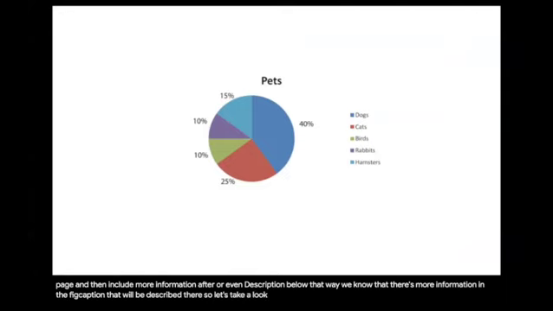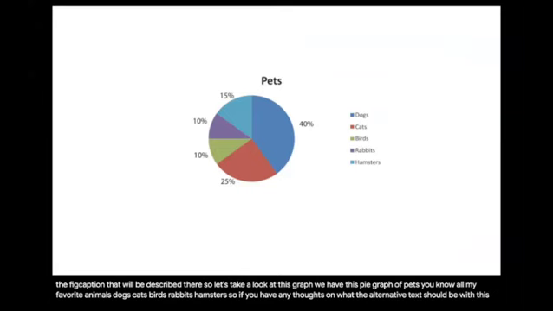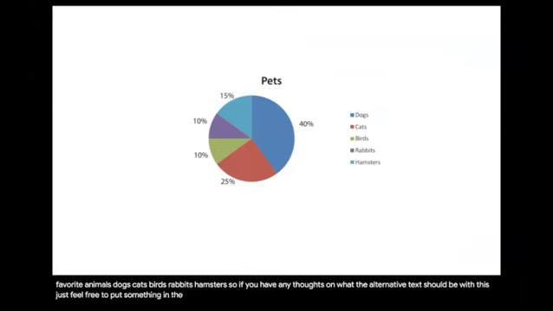So let's take a look at this graph. We have this pie graph of pets, you know, all my favorite animals: dogs, cats, birds, rabbits, hamsters. So if you have any thoughts on what the alternative text should be with this, just feel free to put something in the chat real quick. Otherwise, I will definitely just tell you what I think. I'll give you 2 seconds. And if no one's quick enough, then I'll start jumping in.